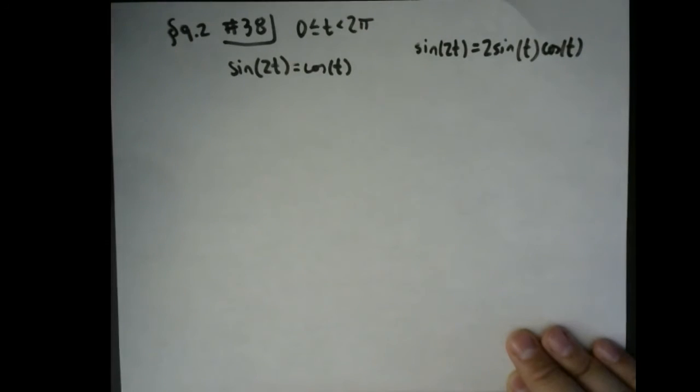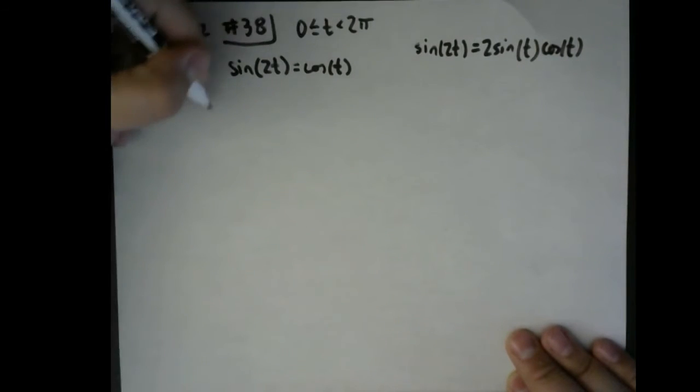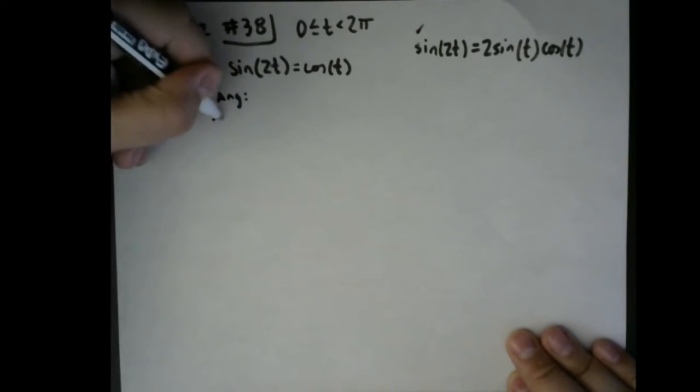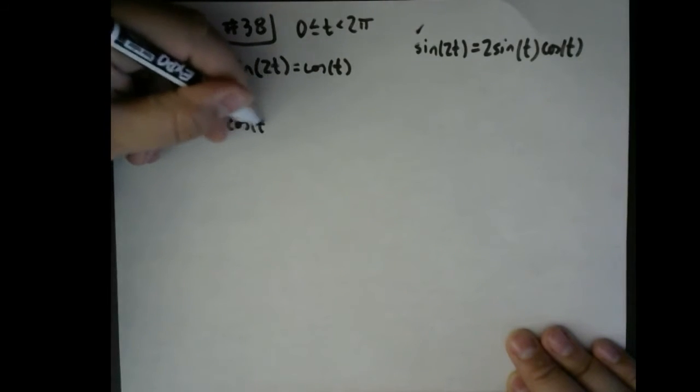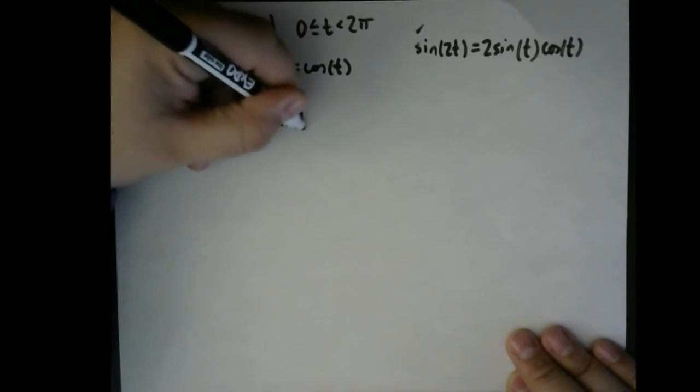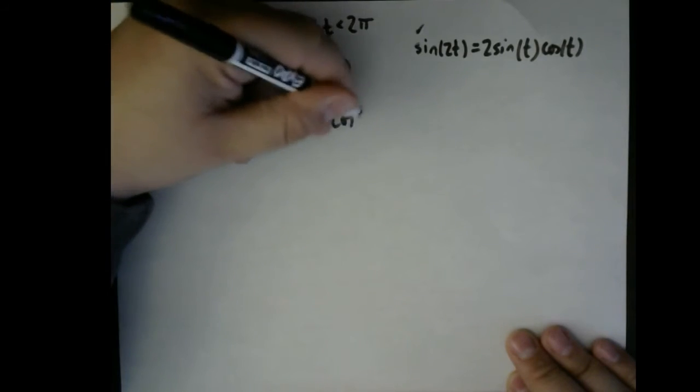Now, earlier we had done a problem where we could have used the double angle identity, but it would have led to something we couldn't have used the zero product property on. In this case, that will not be a problem. Okay, so use the double angle. The double angle identity tells you that this is equal to 2 cosine t times sine t, and that needs to be equal to cosine t.